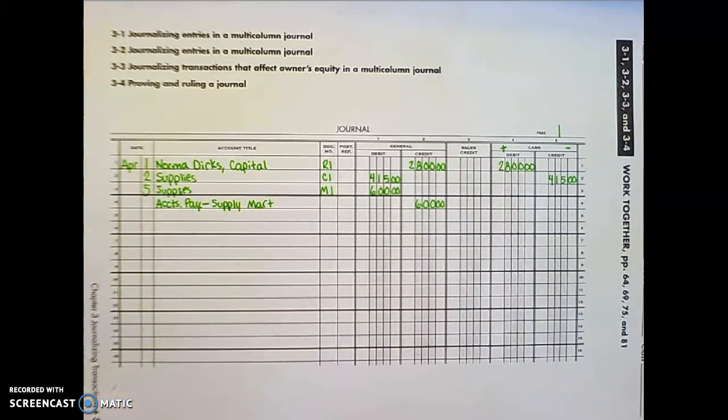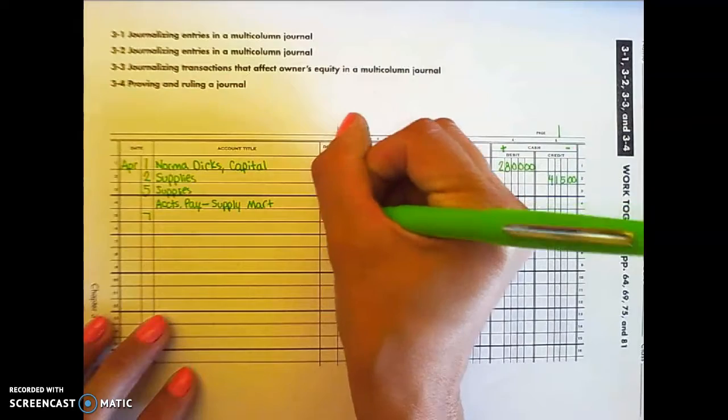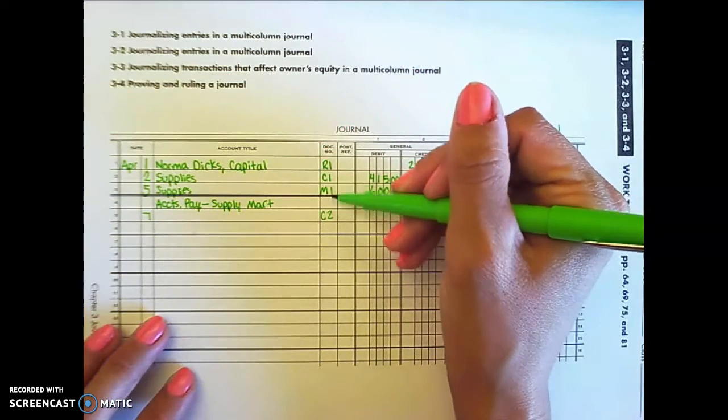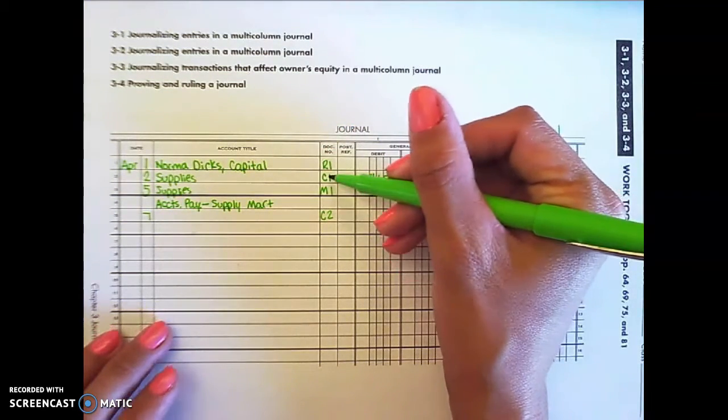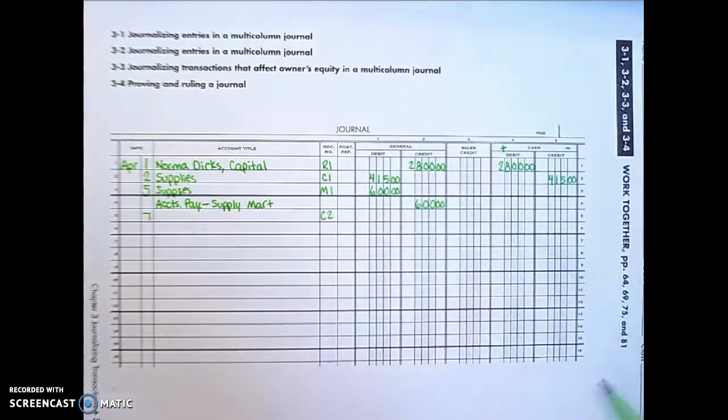Our next one, on April 7th, we paid cash for insurance for $500. So let me go ahead and put in my date, which was the 7th, and this was C2 for check 2. Notice how they go in order, C1 and then C2. If I had C1 for check 1 and then I had C5 next, I would have missed a few checks and I would need to fix that.